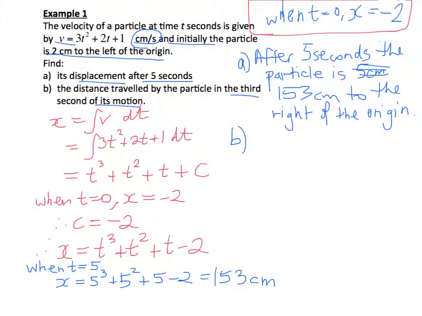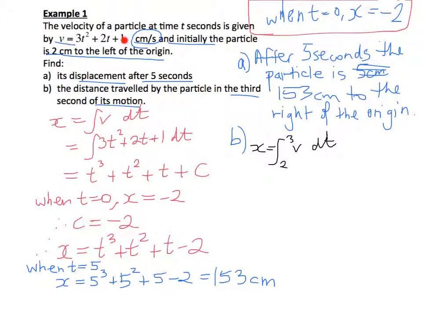Another way of working it out is finding the integral between 2 and 3 of the velocity dt. Now, you can only use this method if the particle does not change direction in this time period. So does the particle change direction between 2 and 3? Well, how can you find when a particle changes direction? A particle changes direction when the velocity is 0.